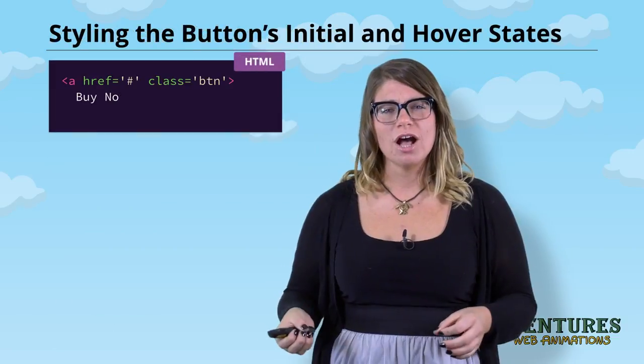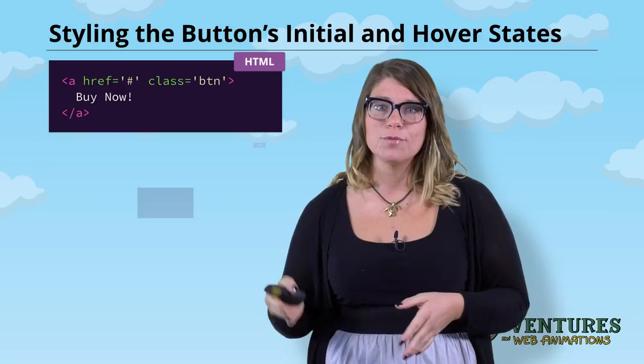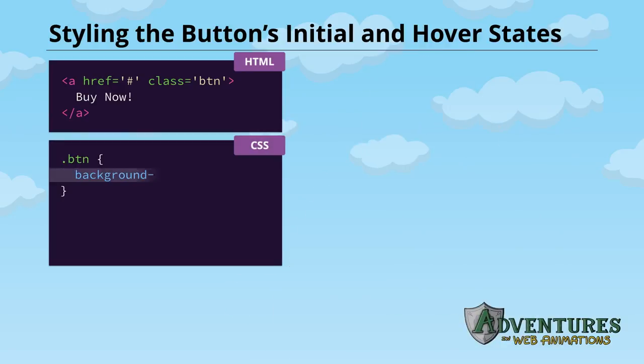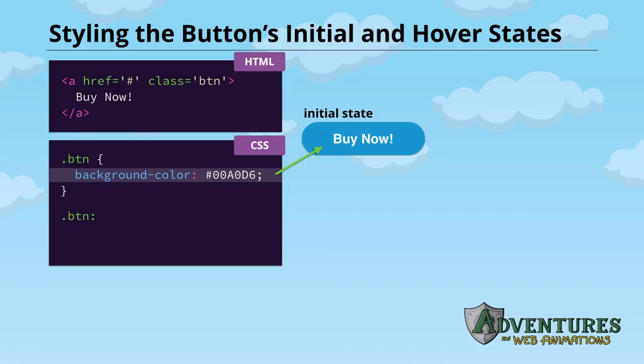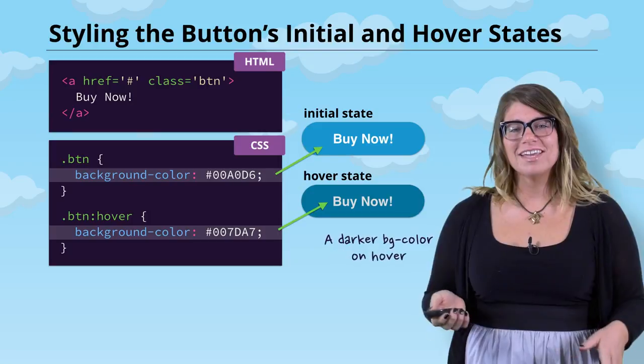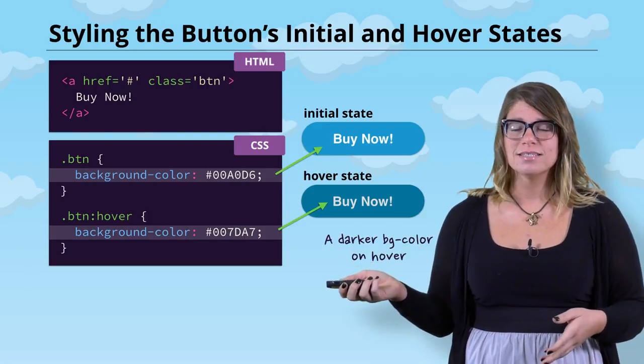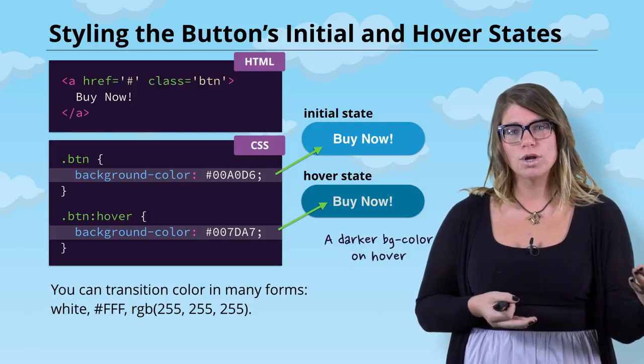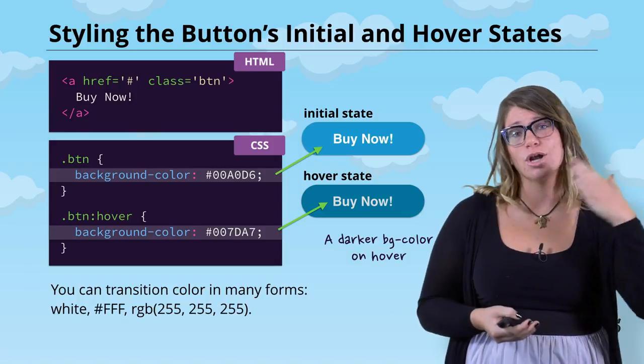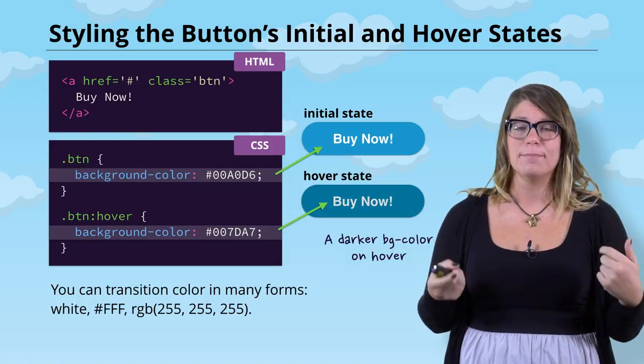So we're going to start off by styling the initial and hover background states of our button. For the initial state, we'll give it a lighter blue, and then for the hover state, we'll give it a slightly darker blue. One thing to note with transitions like this is you can transition from a keyword to a hex or from a hex to RGB. It doesn't have to be the same type of value.